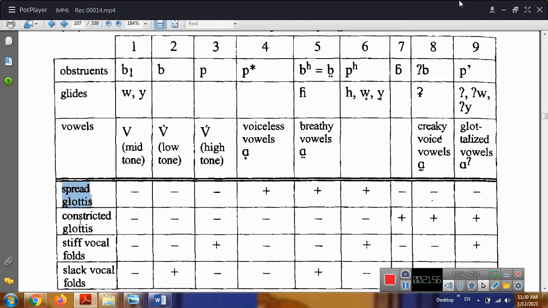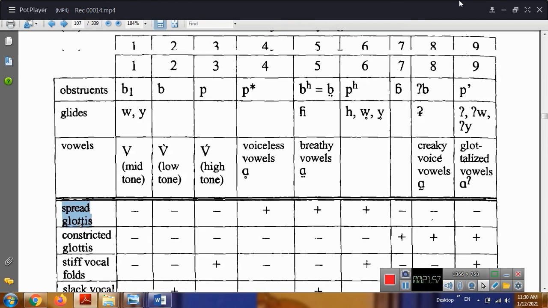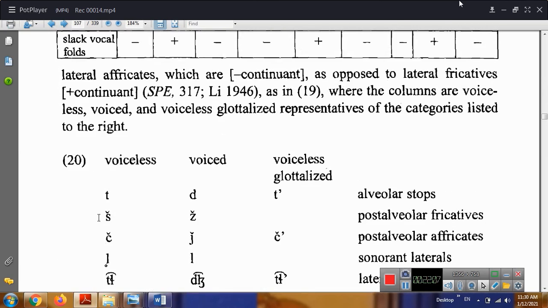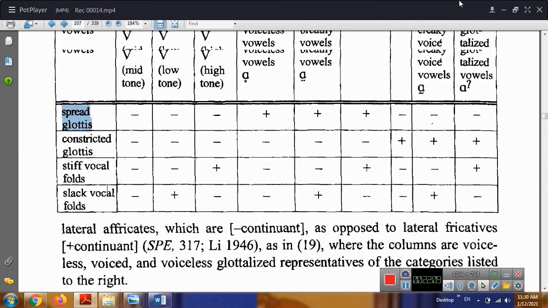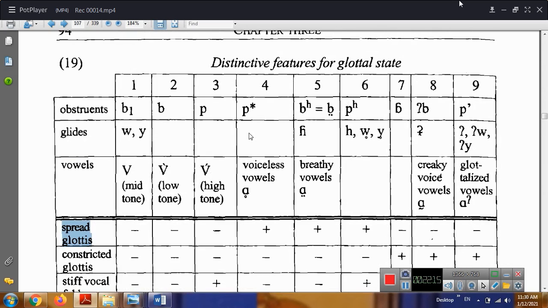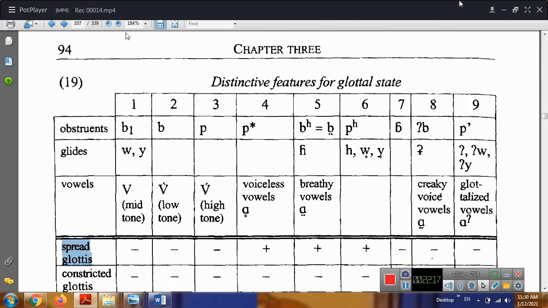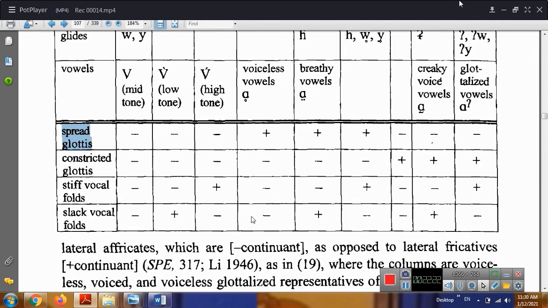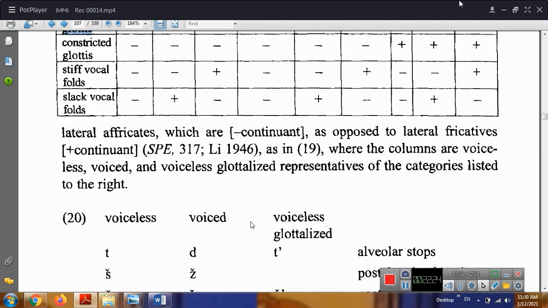By aspirate glottis we mean HSP. We can see this distinctive feature for the glottal state, which is not common in our language. Therefore, you should just look at this picture, and there isn't any need to memorize this table.